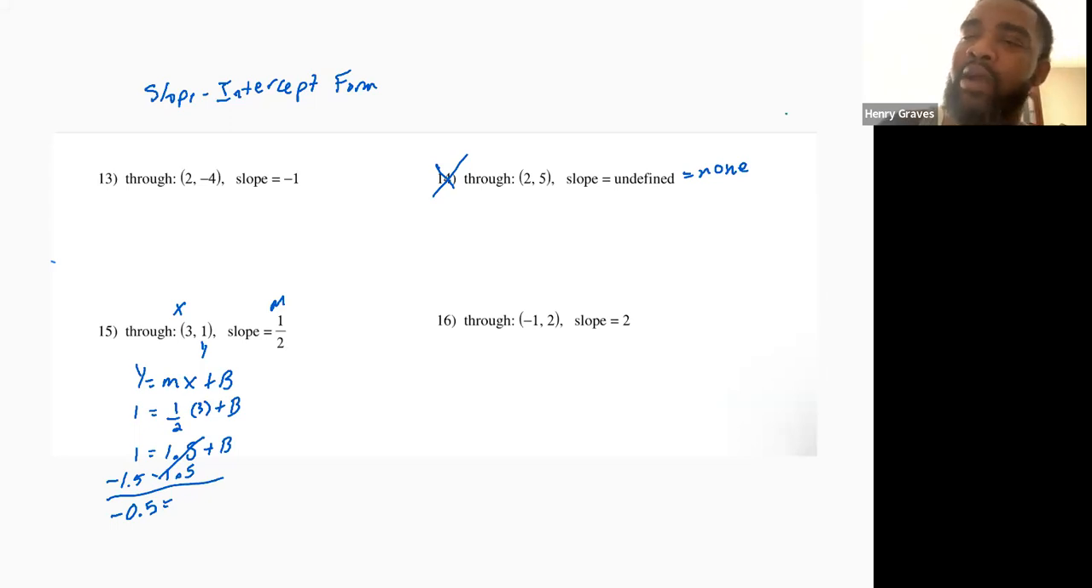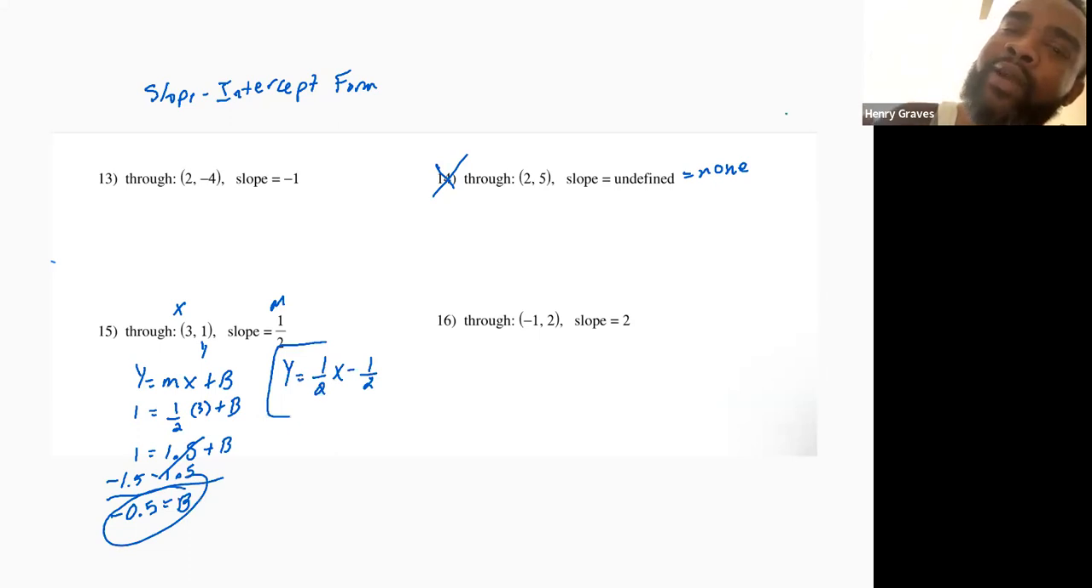I have everything I need to write my answer. So y is going to equal 1/2 x minus a half, or 0.5. You can write it either way, and that's fine. Now, I'm going to talk about something a little bit different, something called the point-slope form.